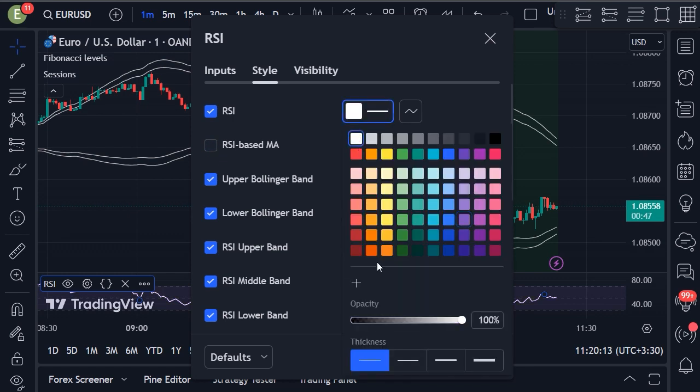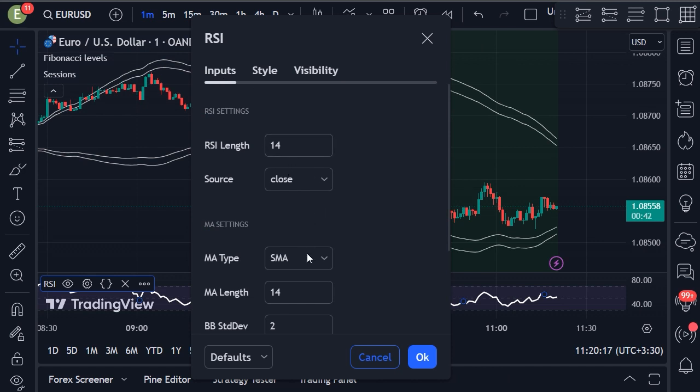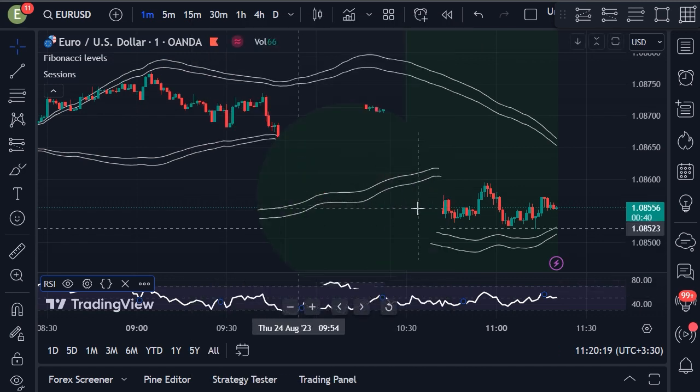Change the color of the RSI to better visualize it. Finally, don't make any changes in the input section.